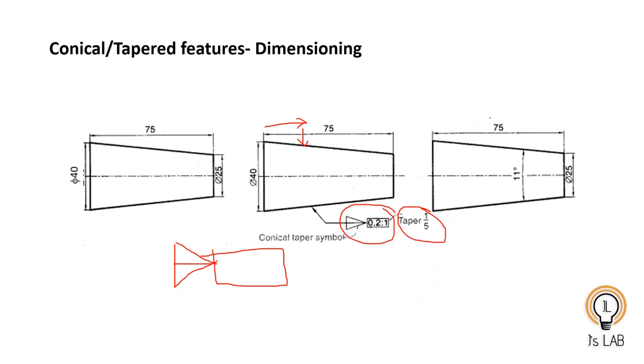Next one, you can provide the length of the taper and the shortest diameter and the angle of the taper, 11 degree. What is the angle of the taper? 11 degree. So in these three ways you can represent conical or tapered features in technical drawings.